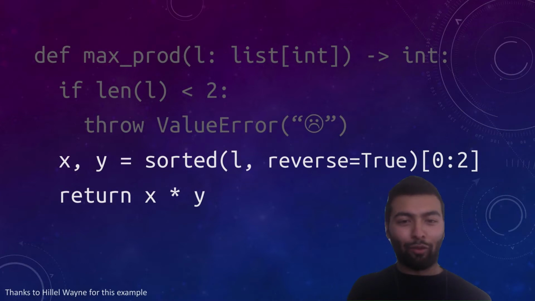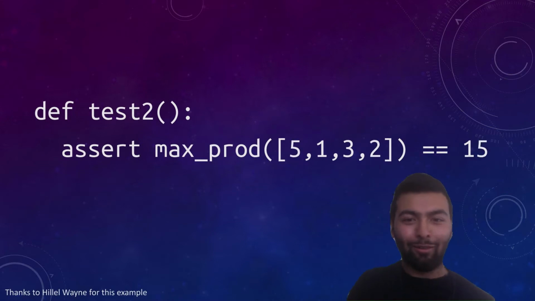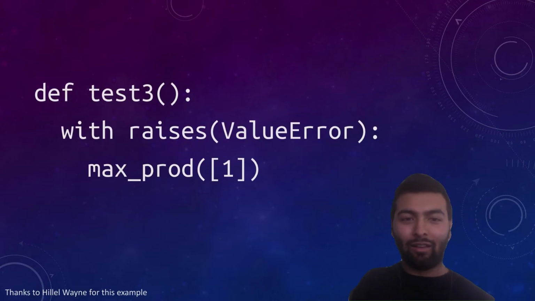I imagine some of you will have already spotted the bug at this point, but don't worry if you haven't. Let's just think about how we test this function. Test 1, we have the simple list 1, 2, 5, and assert that the maximum product in this case should be 2 times 5, which is 10. Test 2, mixing it up now, the maximum product in this case is 5 times 3, which is 15. Test 3, we assert that when the list doesn't have enough elements, we throw the error we expect.